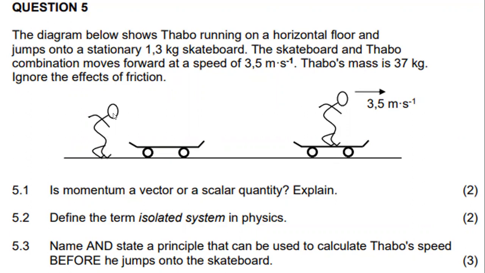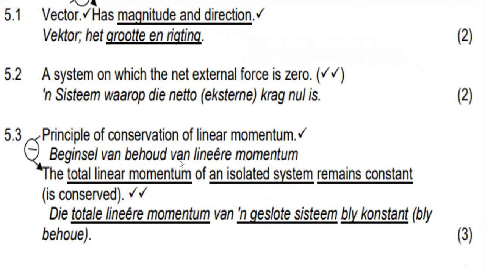Then the question is in 2 parts. We must name first. After naming, we have to state, and that is why it is 3 marks. If you don't read this carefully, you will just state and you will not name, or you will just name and not state. So here we are required to name and to state the principle that we can use. So we are saying it is the principle of conservation of linear momentum. And the principle says, okay, that will be 1 mark. And the principle says the total linear momentum of an isolated system remains constant.